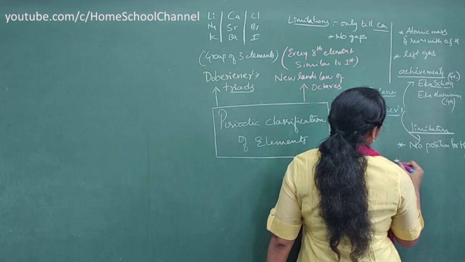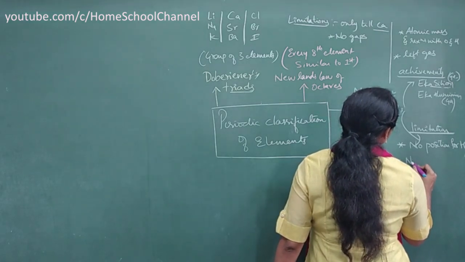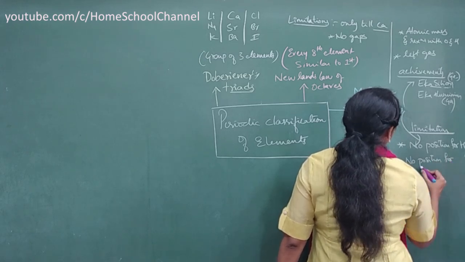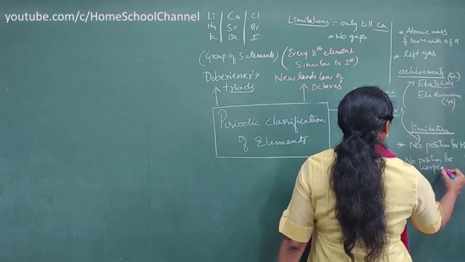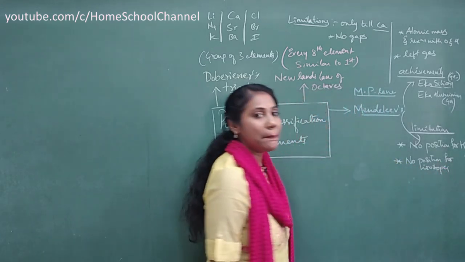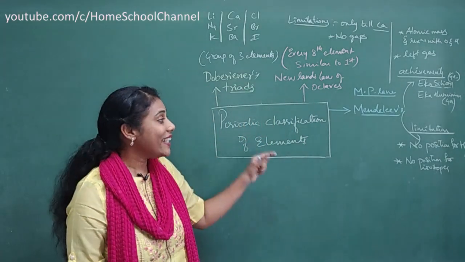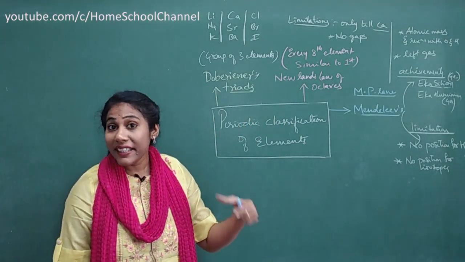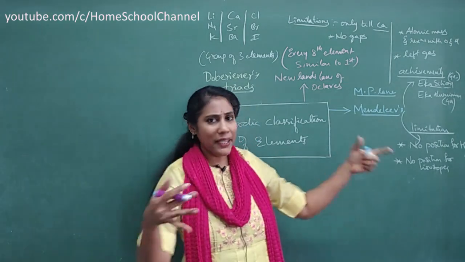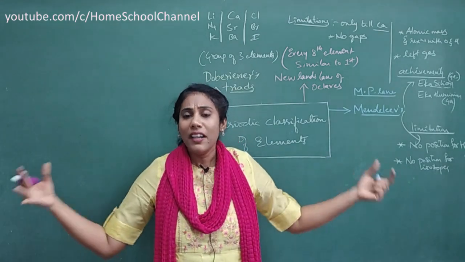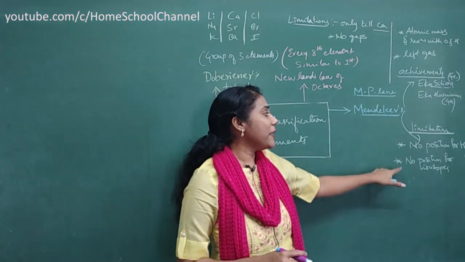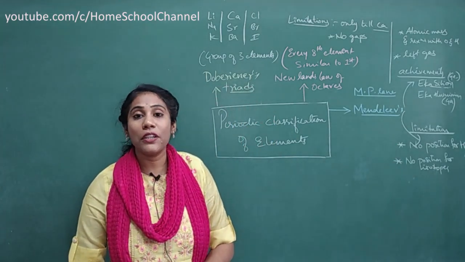The second limitation is no position for isotopes. You all know isotopes are atoms which have the same atomic number but different atomic masses. When he arranged all the elements in increasing order of atomic masses, isotopes which have different atomic masses should have been arranged in various slots, right? But he did not give any position for isotopes. So these were the major limitations of Mendeleev's periodic table.